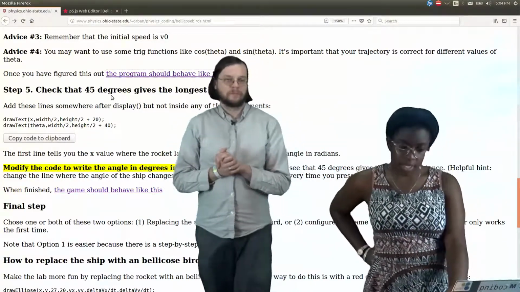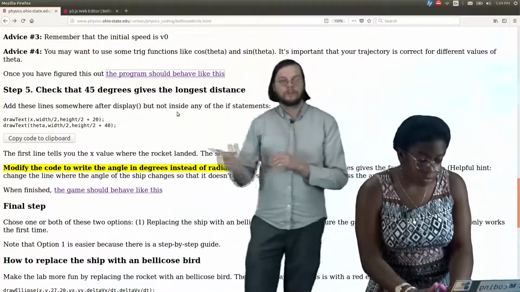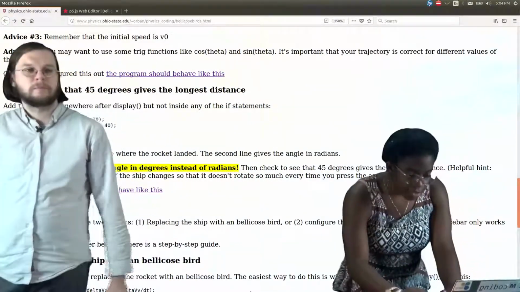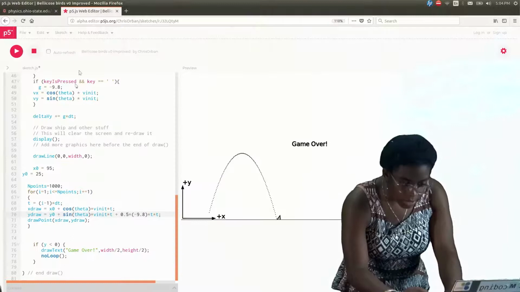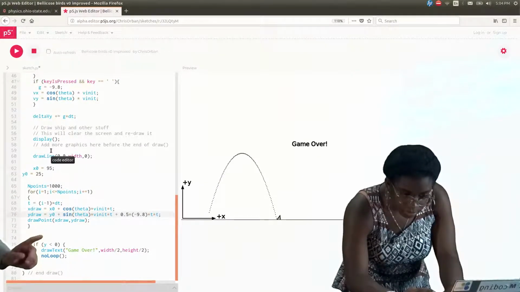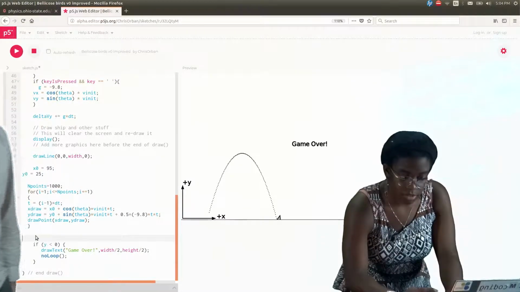And how we're going to do that is add these lines somewhere after the display, but not inside. Just click the button to copy it to the clipboard. So the display is right here. It's like right here? It's some good room there. Yeah, anywhere in there you can stick it. Actually, I'll put it here because it's the most room.